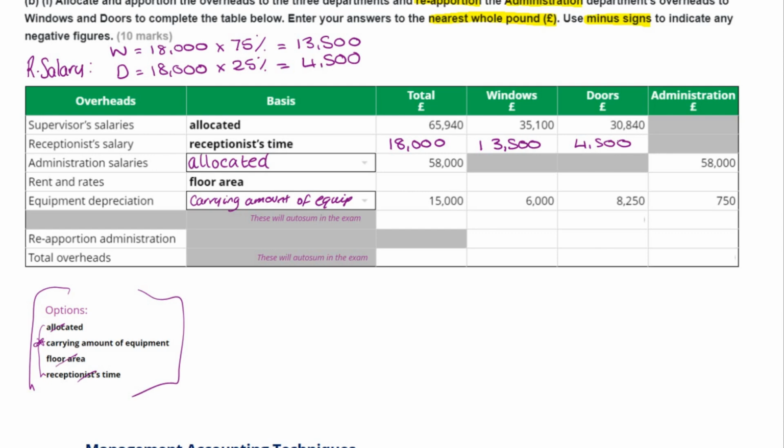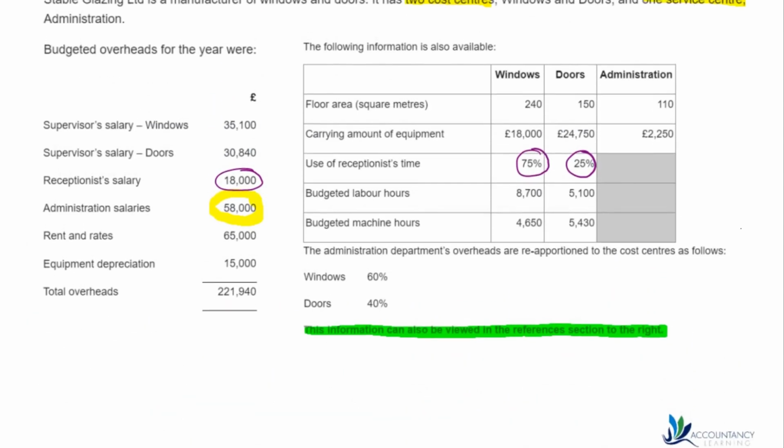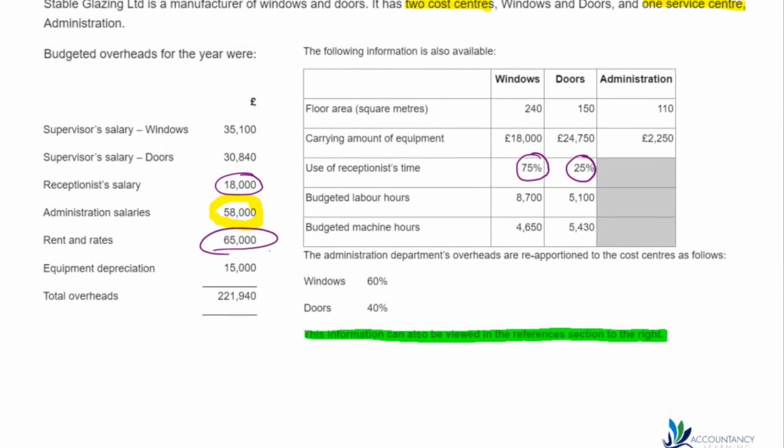Next, we need to look at our rent and rates, and we can see that we need to do it on floor area basis. So rent and rates then, we've got £65,000 budgeted overheads, and our floor area here, we've then got 240 square metres for windows, 150 for doors, and 110 for administration. So first of all, we need to work out what the total floor area is. So we need to add all of these together, which gives us a total of 500 square metres.